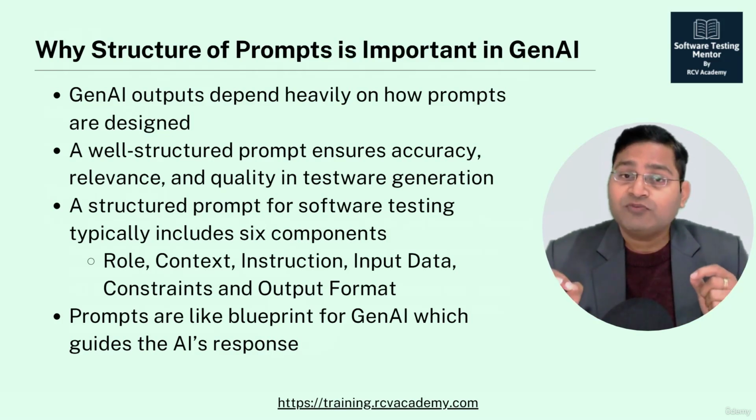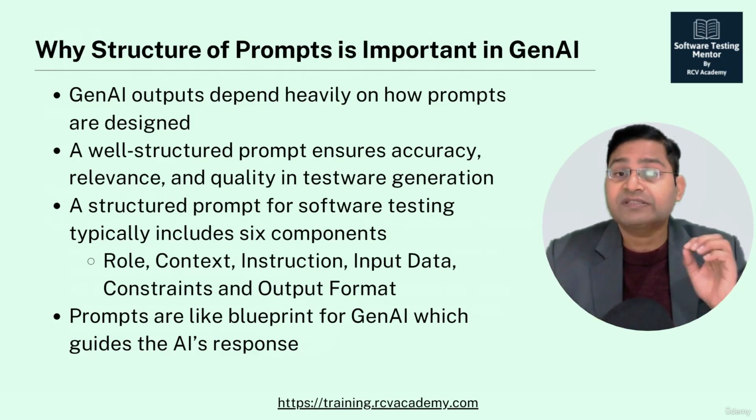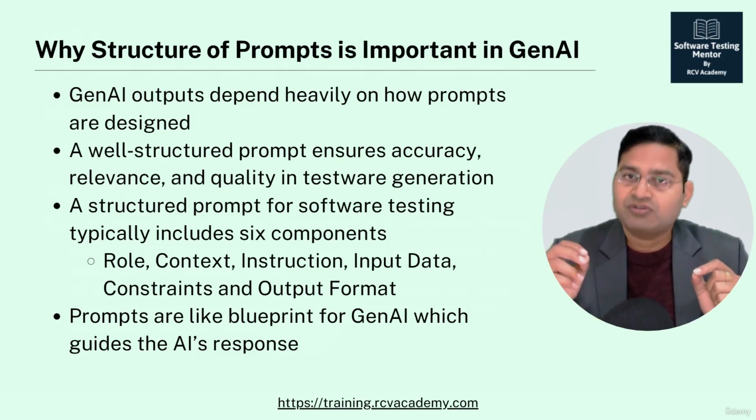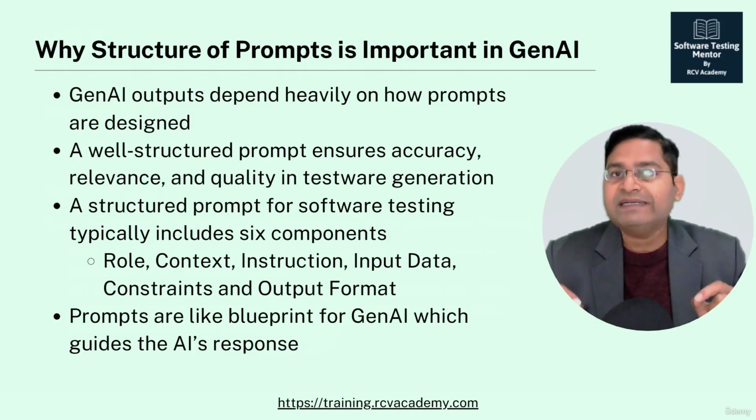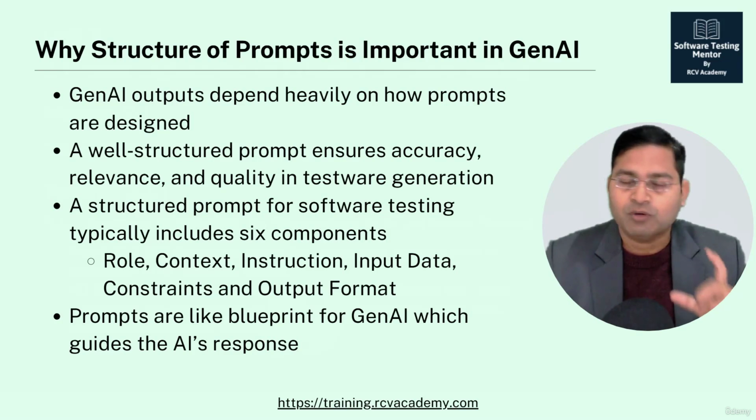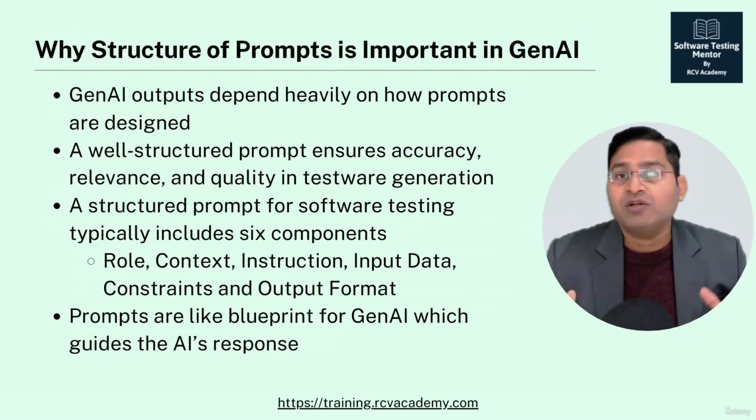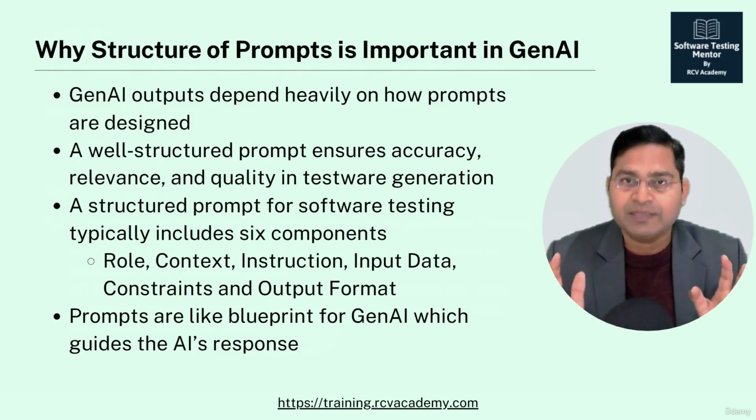Structured prompts for software testing typically include 6 key components. The first is role, second is context, then instruction, input data, constraints and output format. These are the 6 key components. If you master prompt development, your output will be outstanding compared to anyone else who is just randomly typing search queries in generative AI.